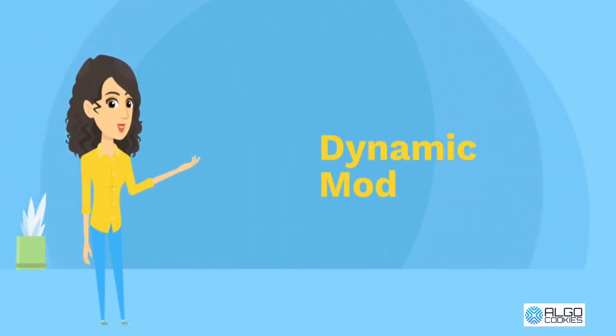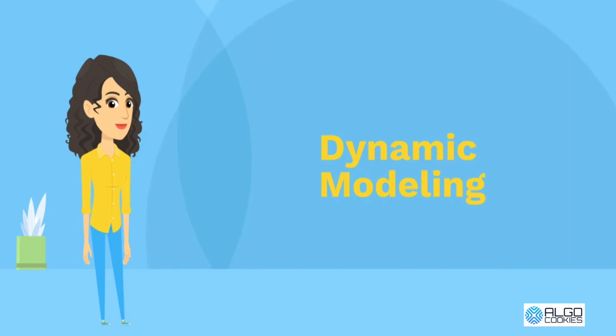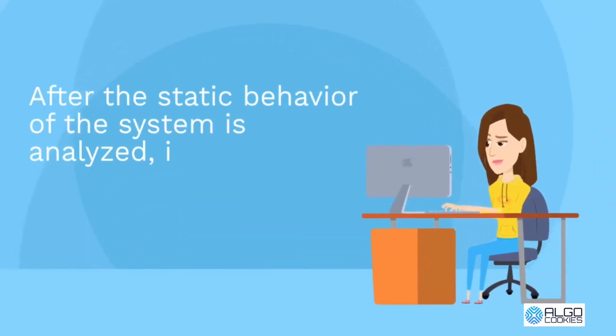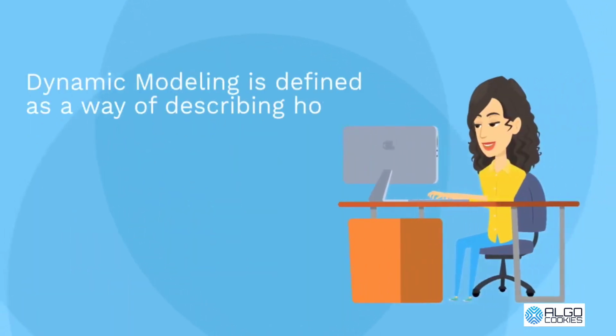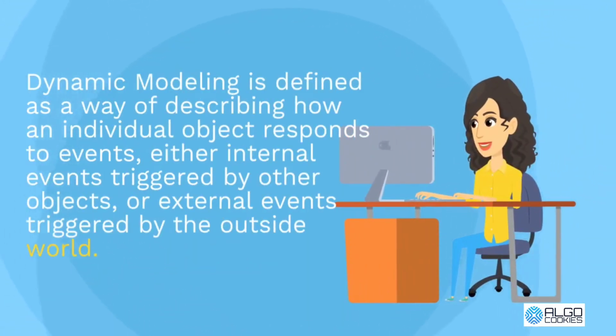Dynamic modeling. After the static behavior of the system is analyzed, its behavior with respect to time and external changes needs to be examined. Dynamic modeling is defined as a way of describing how an individual object responds to events, either internal events triggered by other objects, or external events triggered by the outside world.